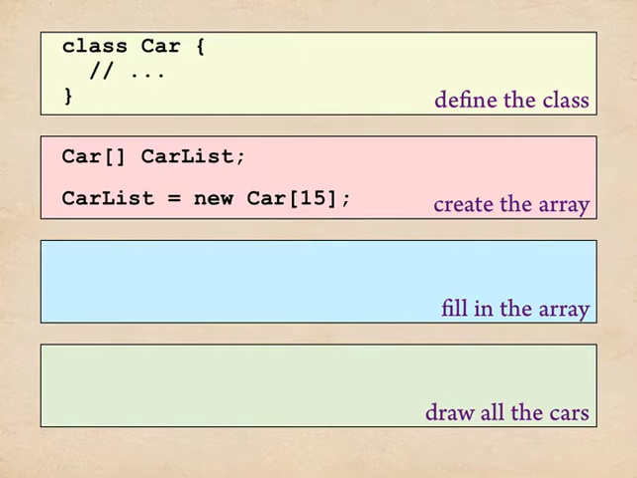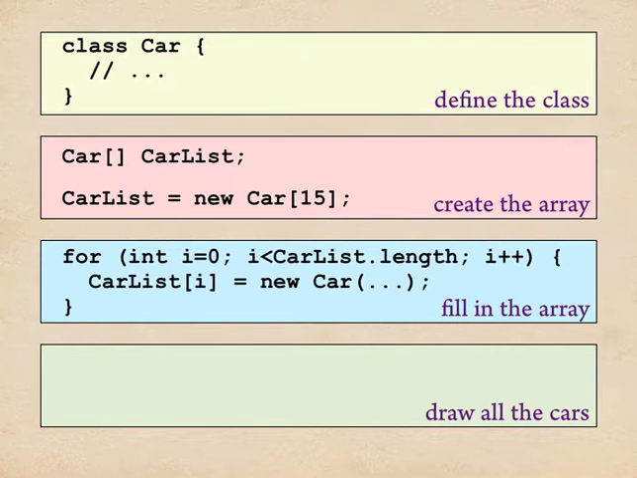But like any array, it's not yet filled in. And so we do that by going through a loop. Typically, we do something like this. We take a variable i from 0 to the length of the array, and for each element in the array, we call the constructor. We call new Car with its arguments in parentheses. That creates a new car for us, and we stick it into carList sub i.